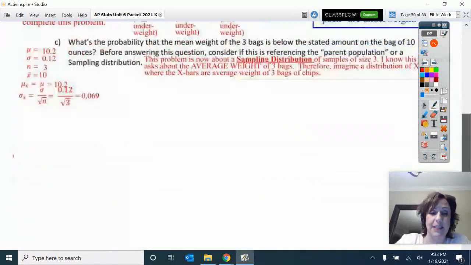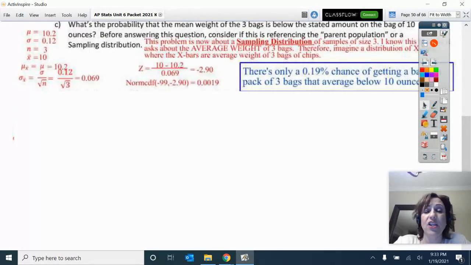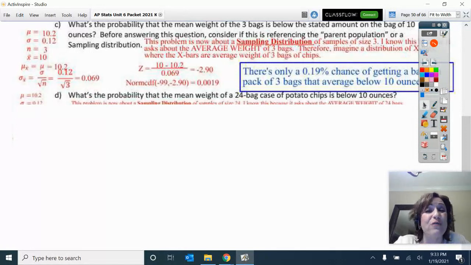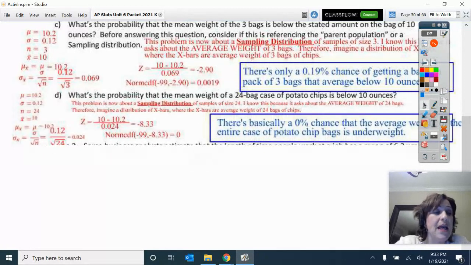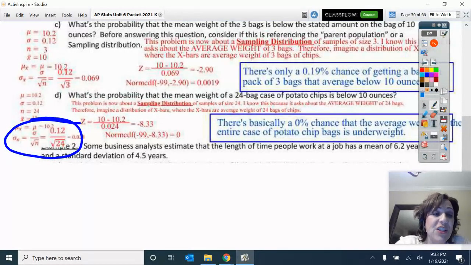So we did our z-score, and look, only a 0.19% chance, a teeny tiny bit, that the average of 3 bags will be below 10 ounces. So now, what's the probability that the average of 24 bags is going to be there? Well, that made this standard deviation smaller, as I showed you in the picture.